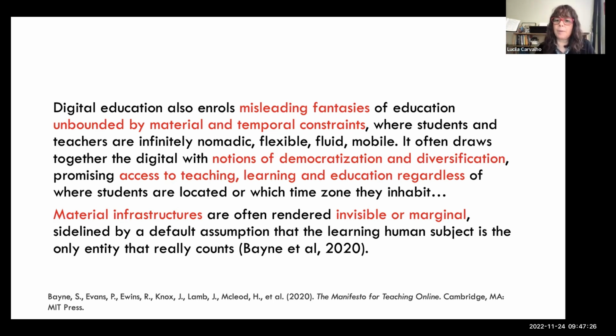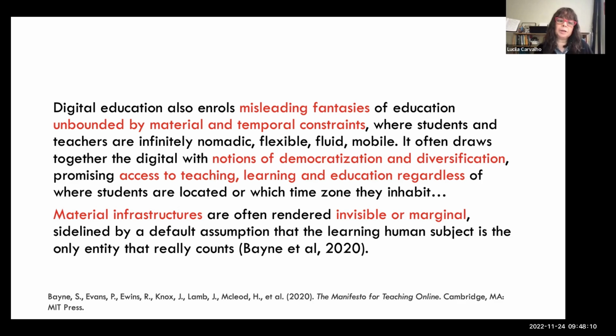But what they are talking about is how this idea of the online representing anywhere or anytime, and having this fantasy that is unbounded by the material and temporal constraints, like that is all fluid and flexible and available to everybody. So it was a critique of this thing about the democratization and diversification, because it doesn't necessarily acknowledge that the materiality or the material infrastructures actually play a very important role as well, because not everybody has access to the same type of infrastructure, materials, and devices that other people might have.